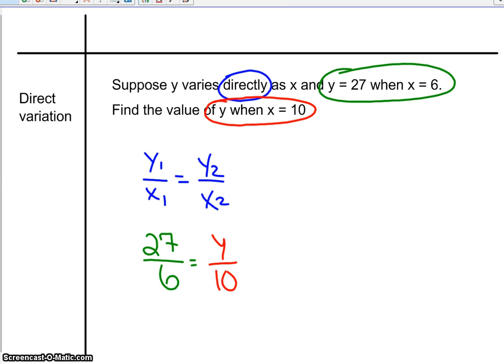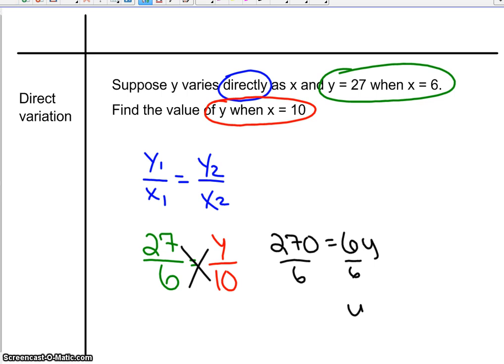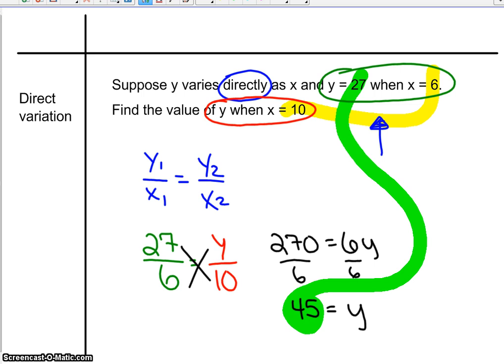And now it simply becomes a ratio and proportion problem where we can do cross products. So 270 is going to equal 6y. Divide both sides by 6, and y becomes 45. Now a little check here: what I want to look at is what happened to my x's and what happened to my y's. x went from 6 to 10, meaning it increased. So I expect that my y value would also increase, which it did since it's direct variation.